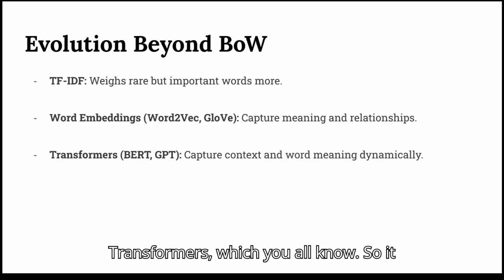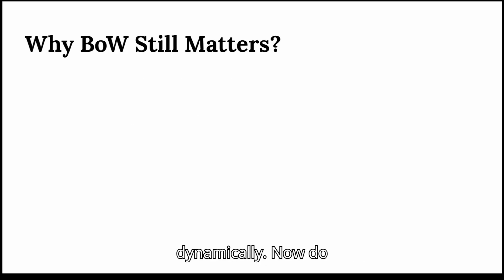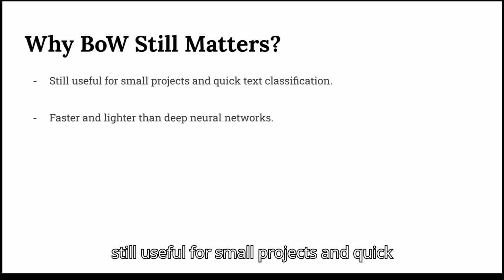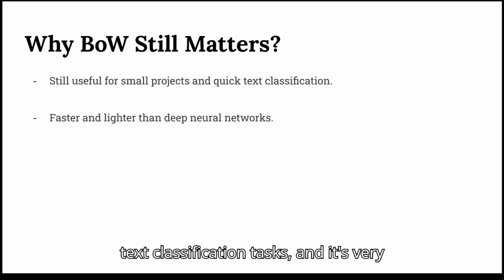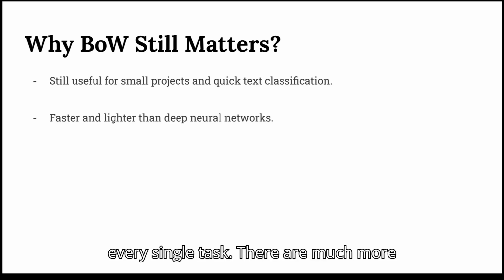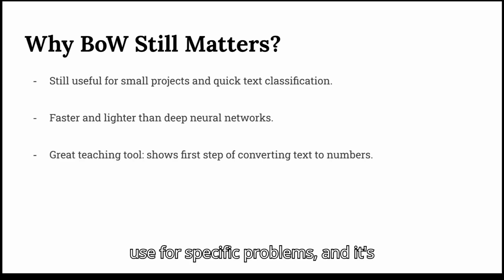And then came the transformers, which you all know. So it captures context and word meaning dynamically. Now, do we still need bag of words? Yes, it's still useful for small projects and quick text classification tasks. And it's much faster and lighter than a deep neural network. You don't always need an LLM for every single task. There are much more efficient and smaller models that we can use for specific problems.